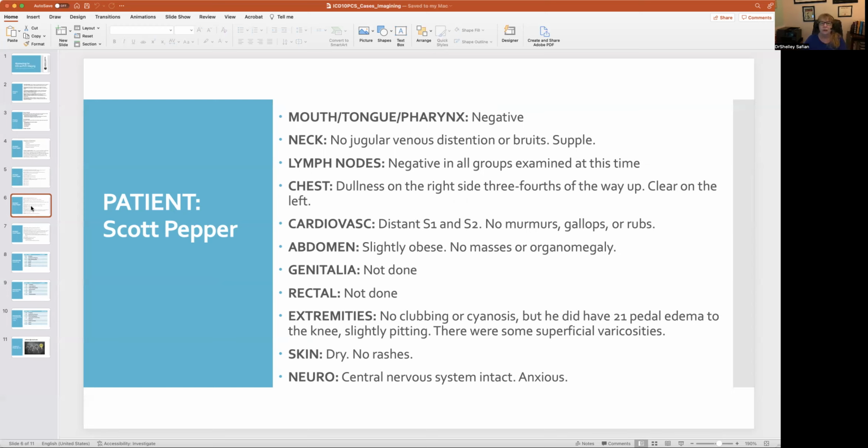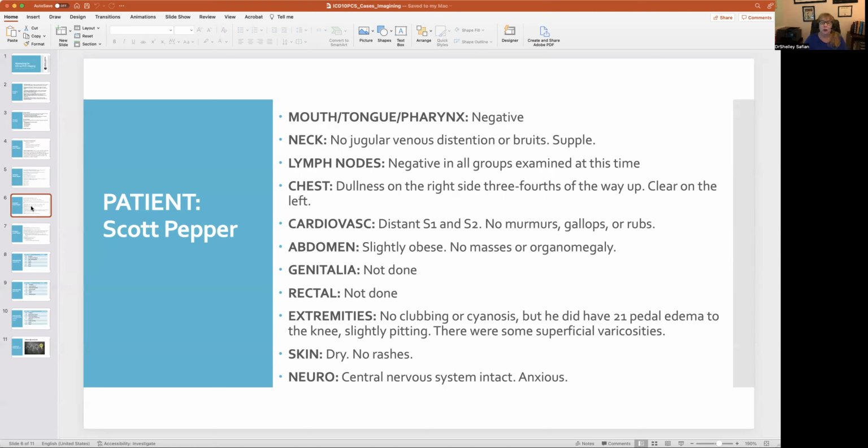Chest, dullness on the right side, 3/4 of the way up, clear on the left. Cardiovascular, distant S1 and S2, no murmurs, gallops, or rubs. Abdomen, slightly obese, no masses or organomegaly. Genitalia, not done. Rectal, not done. This man has enough going on, really.